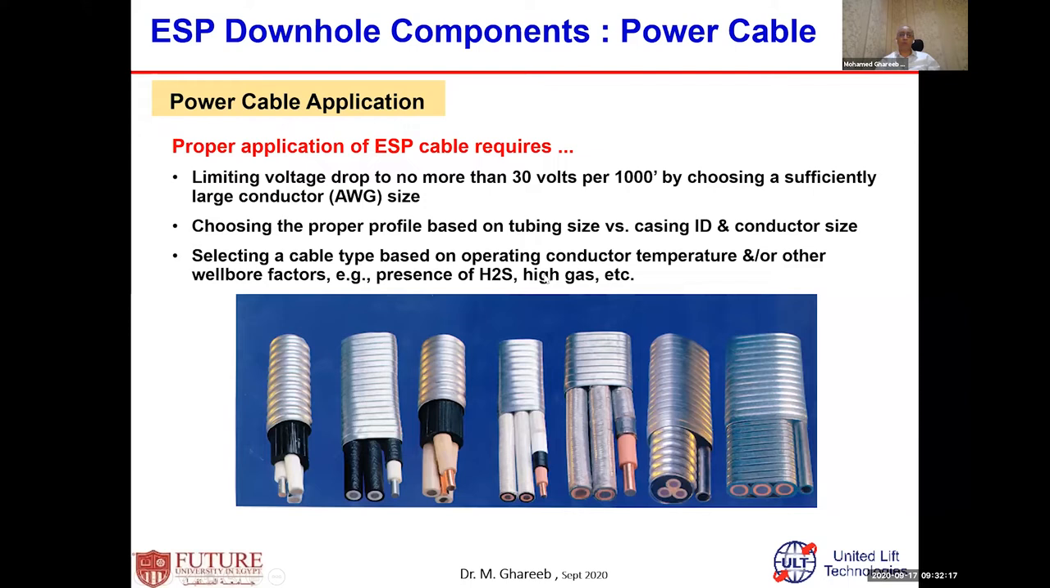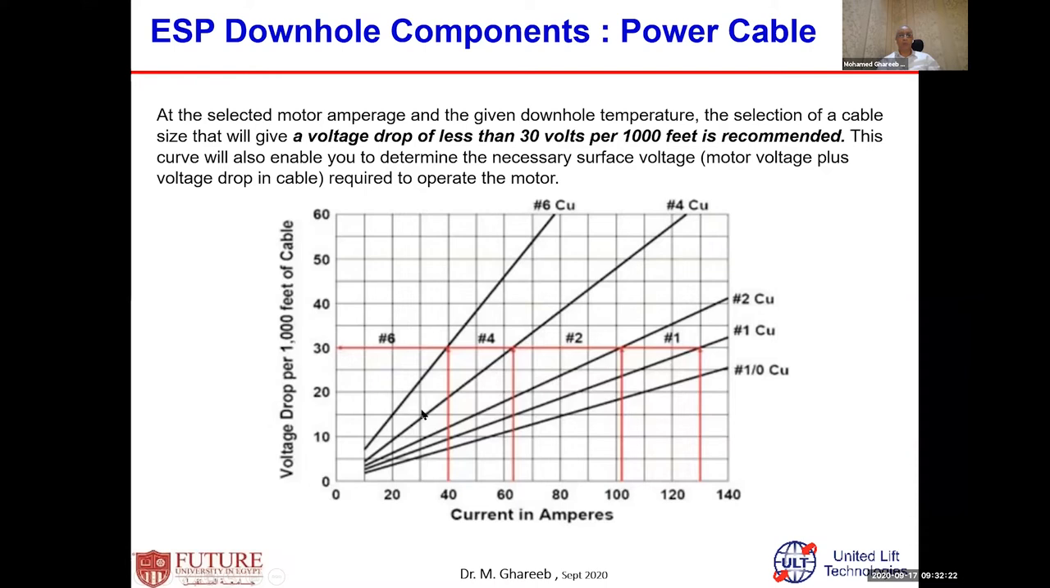This is just an example of how to select the cable or power cable. This is the cable size. For example, size 6, size 4, size 2, and size 1, different types of size, just according to manufacturing and so on. This just shows you, if I have a voltage drop of 30, how much current I need, just the maximum current that can be run for each size of cable. While we are selecting and designing the system, we'll go through this in detail.